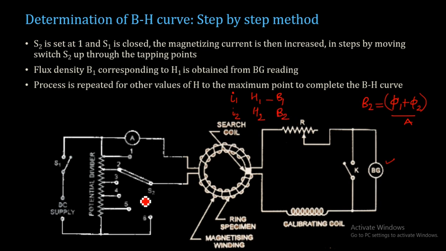In this way, you can move up to the maximum stud that is available, and you can get different values of H and B, and you can complete the BH curve. So this is another method by which you can find the BH curve of a magnetic material using the step-by-step method. So thank you so much.